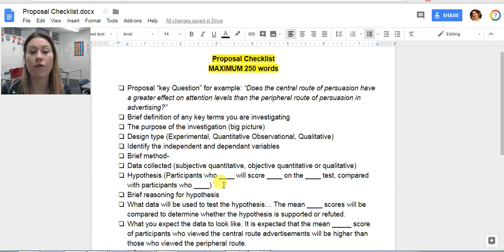Then you need to provide a brief reason for your hypothesis. So why is it that you're studying this? Why did you choose to do this?